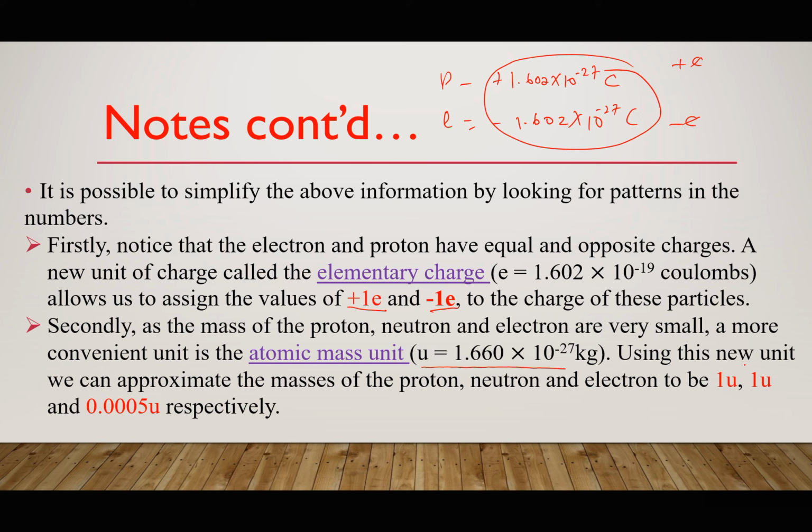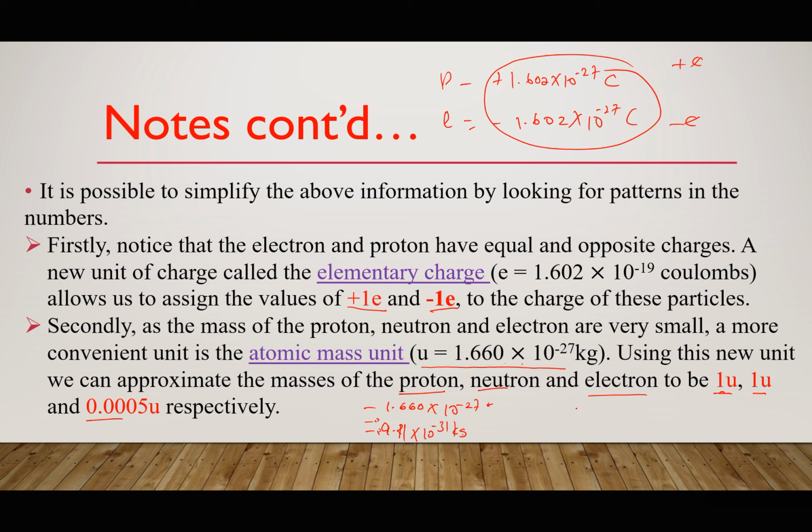So using this new unit, we can approximate the masses of a proton, neutron, and electron to be 1 U, 1 U, and 0.0005 U. Because remember, the mass of the proton was 1.67 times 10 to the power of minus 27, and the mass of the neutron was also the same, but the mass of the electron was 9.11 times 10 to the power of minus 31 kilograms.